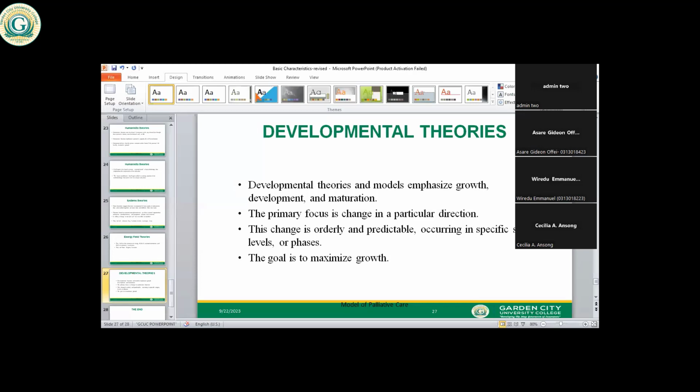Then we have the adaptation theory. There are theories that define adaptation as adjustment of living matter to other living things. There are theories that talk about how an individual can adapt to his or her environment. And when the person is unable to adapt to the environment, it can bring about ill health. Such theories are adaptation theories.